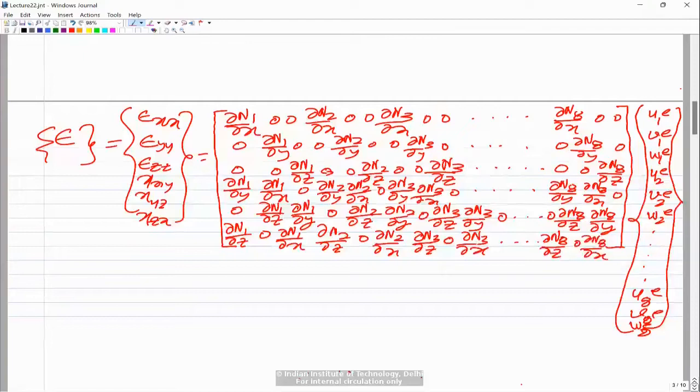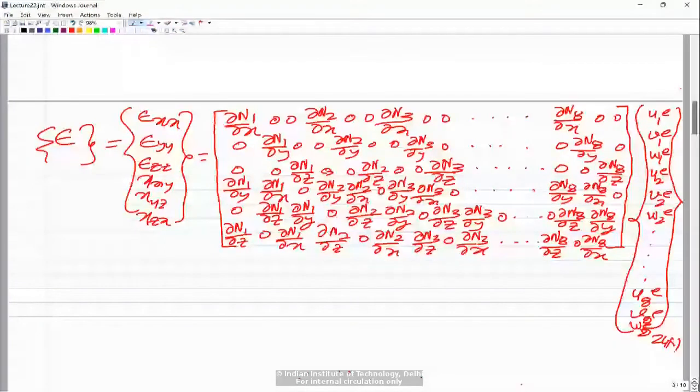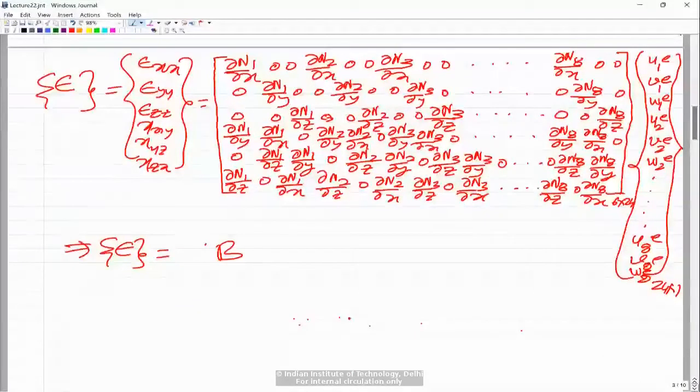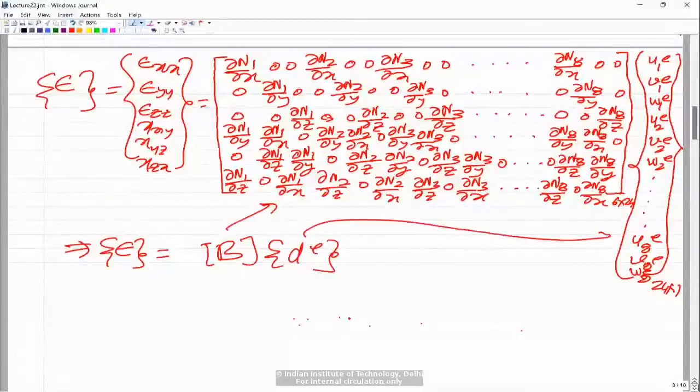So you will see again the vector of elemental degrees of freedom is 24 by 1, and there are 6 strains and 24 degrees of freedom. So this is a 6 by 24 matrix. As per the standard notation, we call this matrix involving derivatives of shape functions B, and this vector de. So this is your B and this is your de, where B is now a 6 by 24 matrix and de is 24 by 1.